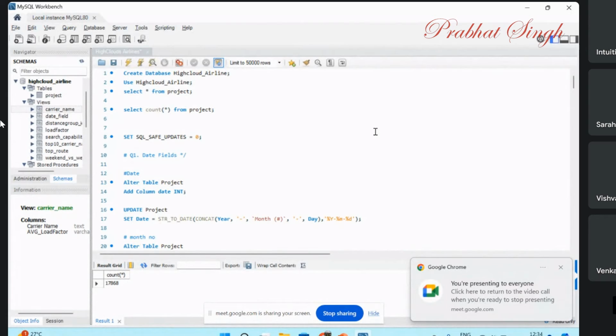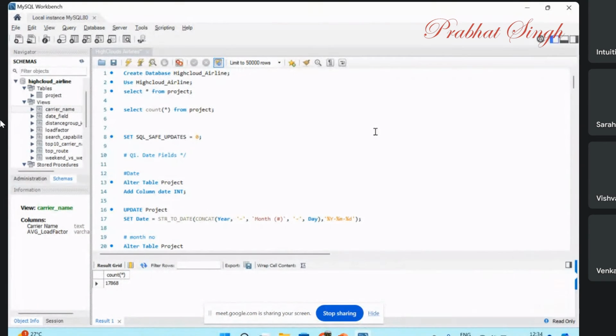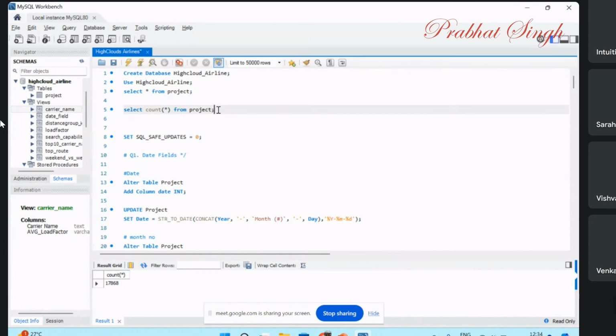I am from group number 4. Today I am presenting the SQL part for Hycloud Airlines. We can see the count of 17,868 rows. So this is right. And we created views for every KPI.